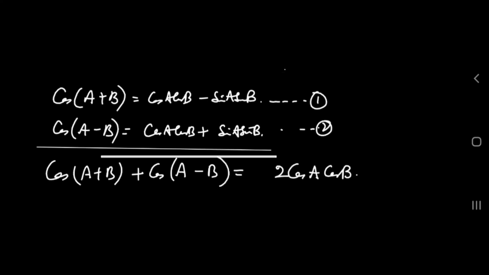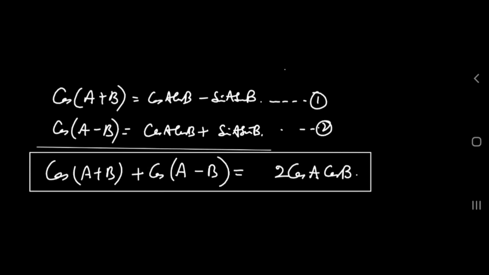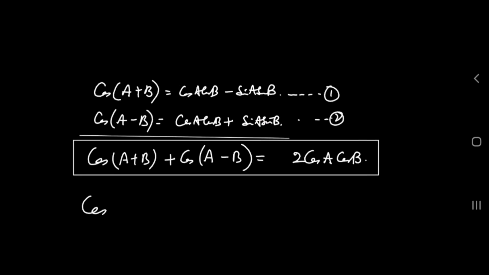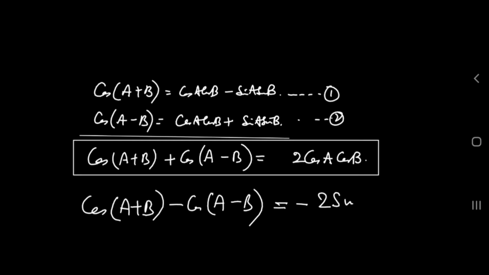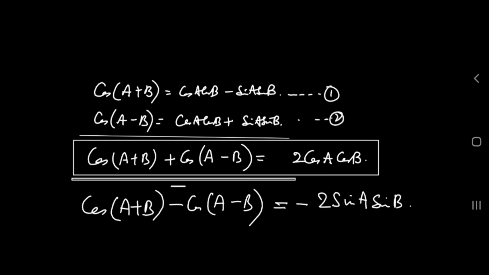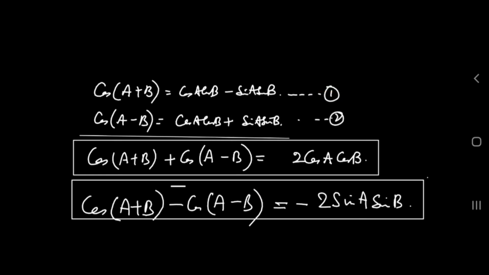If I subtract these two equations, what am I getting? Cos(A+B) − cos(A−B). Subtracting, we will get −2 sin A sin B. So this is also a form which you can learn. This is a formula.